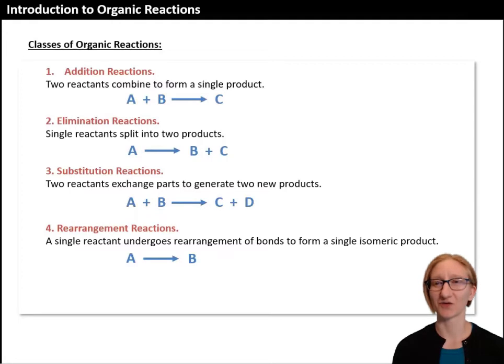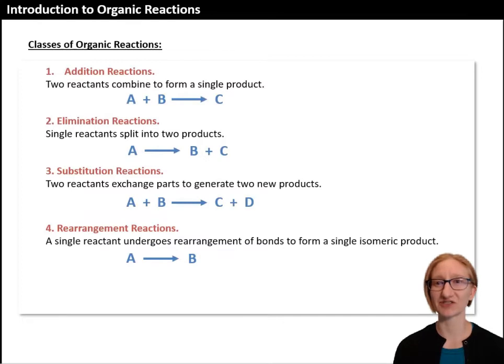In the second category, an elimination reaction, a single reactant, A, splits into 2 products, B and C. In the third, a substitution reaction, 2 reactants, here A and B, exchange parts to generate 2 new products, C and D. Finally, in a rearrangement reaction, a single reactant, A, undergoes rearrangement of bonds to form a single isomeric product, B. And we'll see these classes of reactions in more detail and with some examples in the next video.